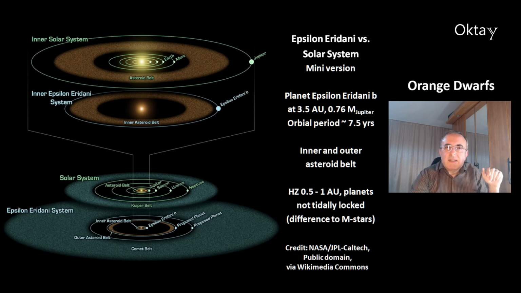The habitable zone of this system is 0.5 to 1 AU, just like in the solar system. The planets in the habitable zone, if they exist, should not be tidally locked because they are far enough away. That's the one big difference of orange dwarfs, K-type stars, compared to M dwarfs. These are red dwarfs.